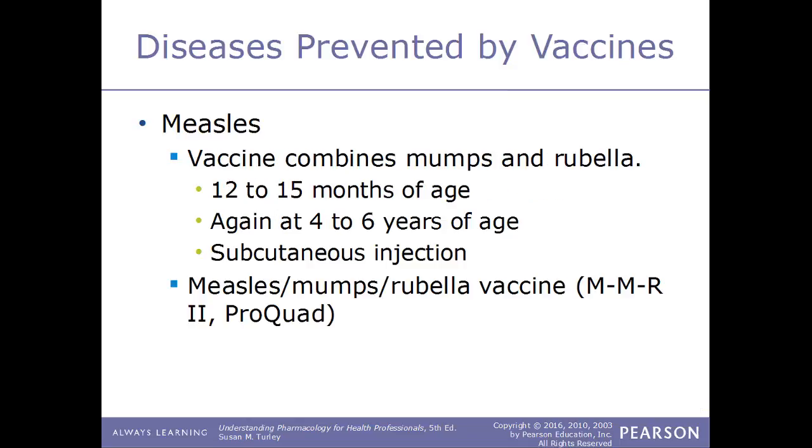The vaccine for measles is in combination with a vaccine for mumps and rubella. This is given between the ages of 12 months to 15 months, and then again between the ages of 4 and 6. This is given through a subcutaneous injection. So this combination vaccine is measles, mumps, and rubella, MMR2, also known as Proquad.